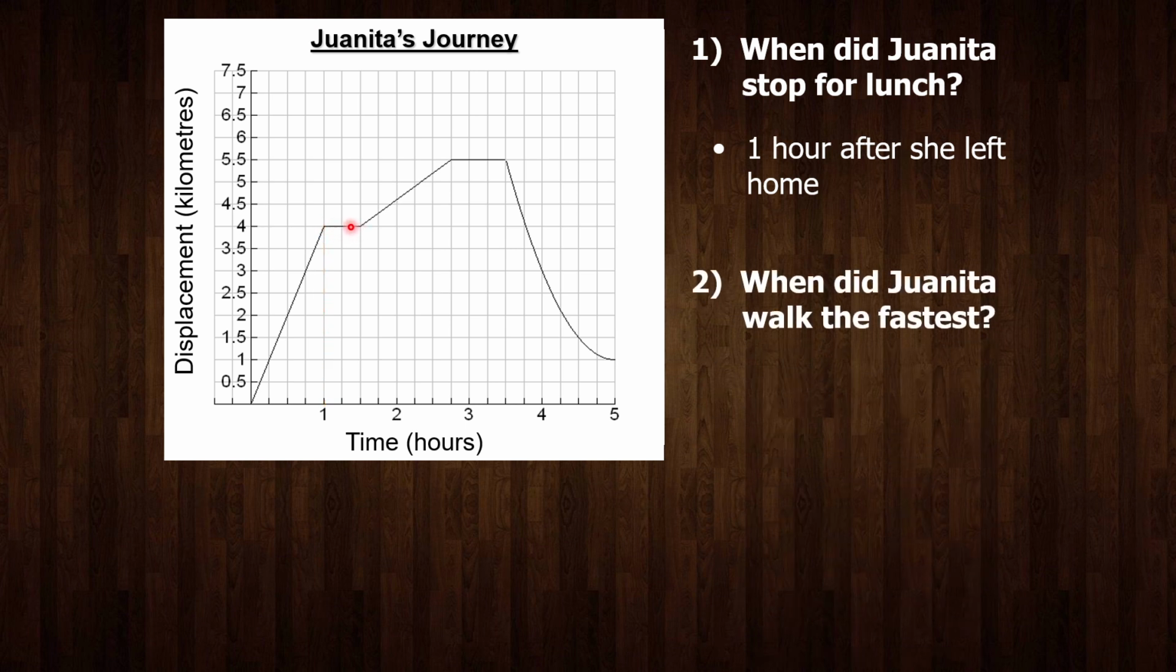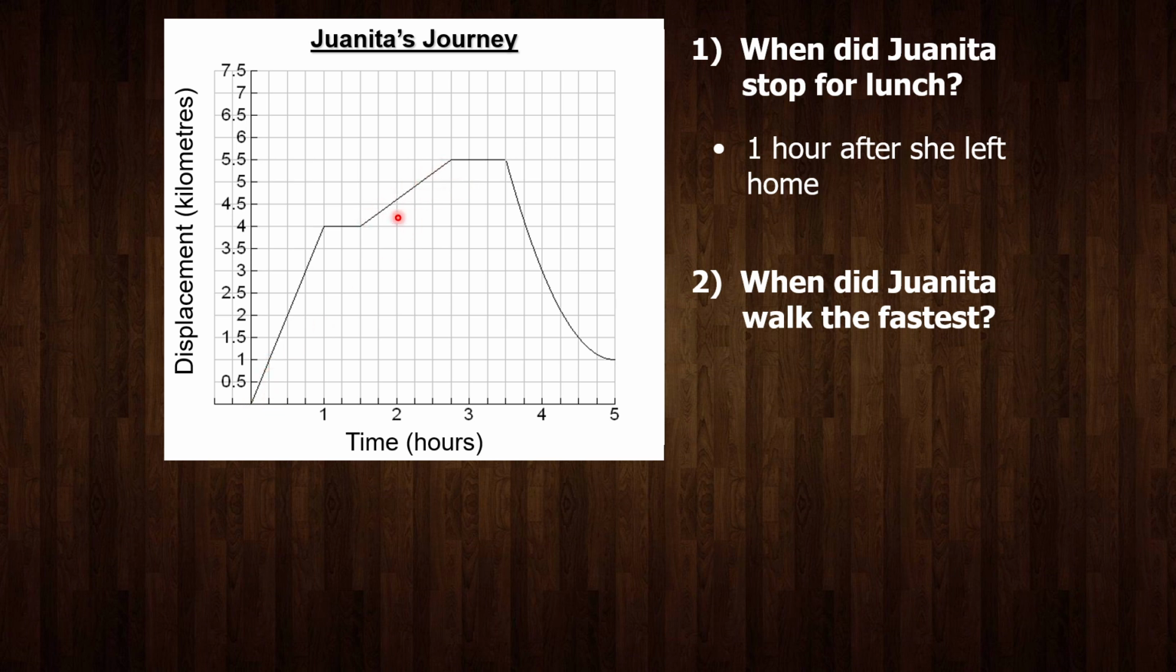Next up, when did Juanita walk the fastest? Now, how are we going to figure this out? Well, once again, we're measuring displacement on the vertical axis and time on the horizontal axis. And let's take a look at the first parts of the journey where Juanita is moving, starting with this one here. Notice that in this part of our graph here, in 15 minutes, we have Juanita moving 1 kilometer. Okay, we can use that to come up with a speed. It would be actually 4 kilometers per hour, and we'll talk a little bit more about how we find that speed later on. But for now, notice in 15 minutes, she's moving 1 kilometer.